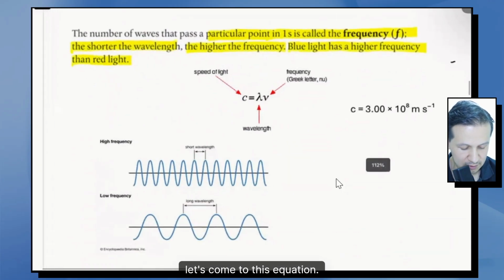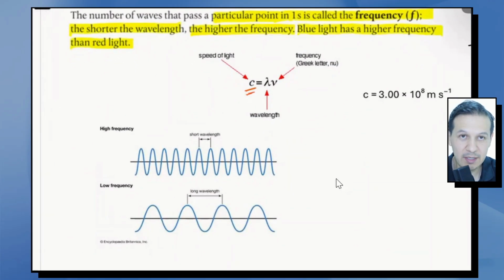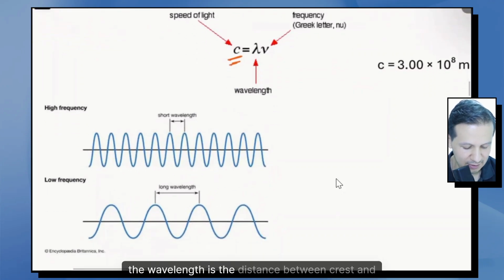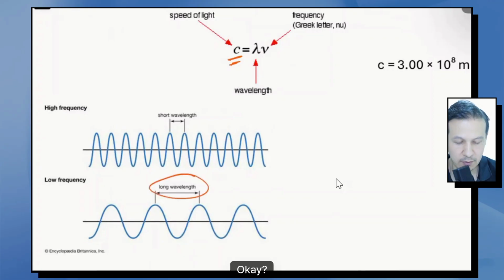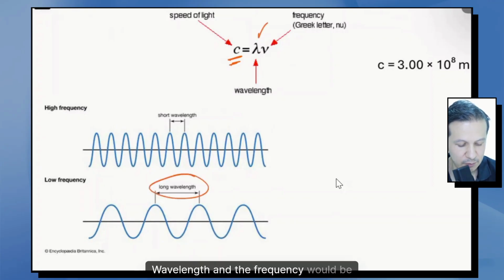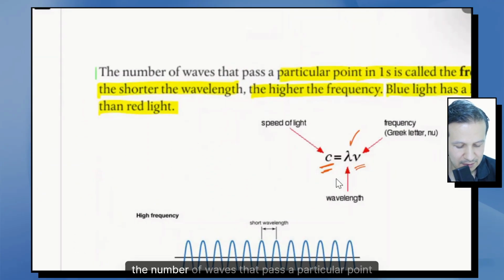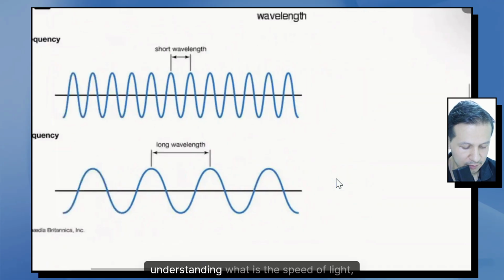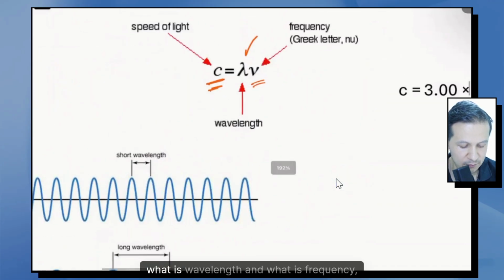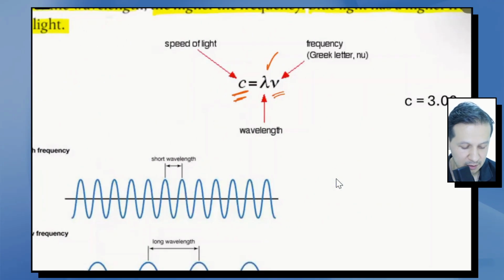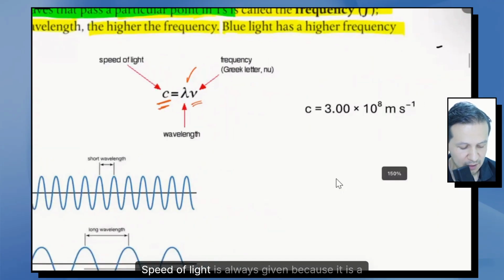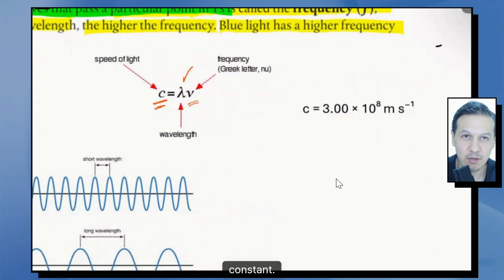Okay, let's come to this equation. Speed of light equals the wavelength times the frequency. Remember that wavelength is the distance between crest and crest. And the frequency is the number of waves that pass a particular point in 1 second. Now, understanding what the speed of light, wavelength, and frequency are, we can determine one of them if the others are given. The speed of light is always given because it is a constant.